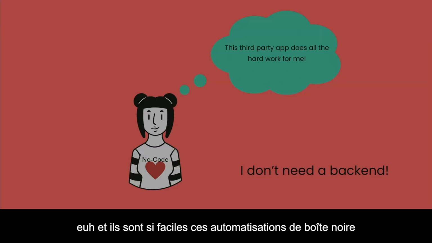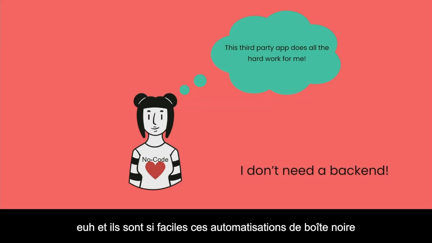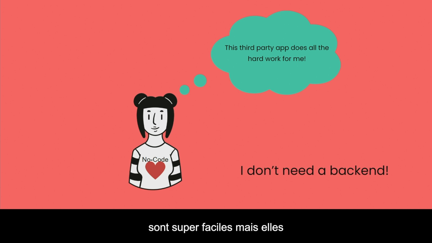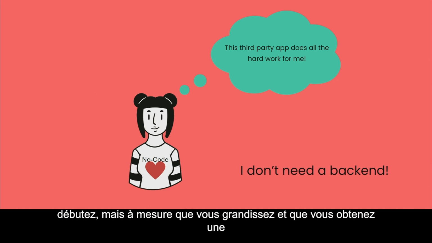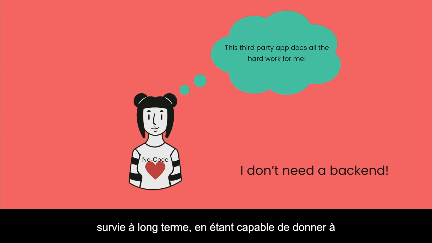And they are so easy. These black box automations are super easy, but they do limit that data and the granularity you have access to, as well as your deployment and scalability options. So it might meet your requirements when you're starting out, but as you grow, and you've got long-term survival, being able to give your customers exactly what they want or massage your business processes to exactly what they need to be, you might get a bit stuck.